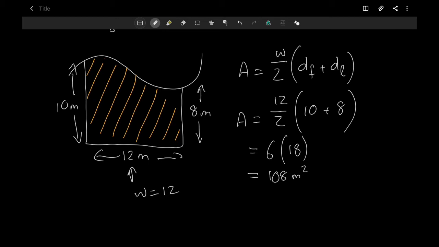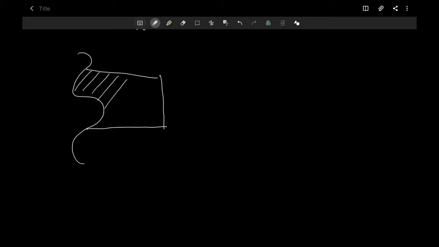And it doesn't really matter what the orientation of the shape is. For instance, it could be something like this. And we were asked to find the area of this part. And let's put in some numbers. This would be, say, 5 meters. And this is 6 meters. And say this is 7 meters.